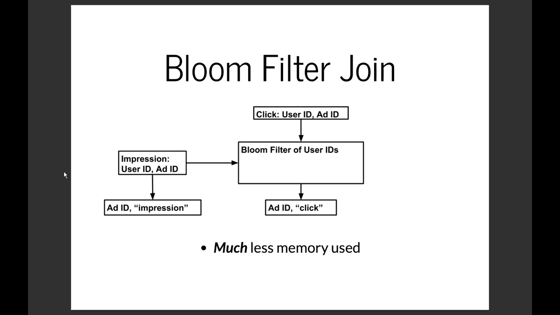And that means that we have a lot less memory that we're using, and that means that we can make our join window much, much bigger. And that's the real strength of the Bloom filter: when you relax the constraint of needing to be exactly right all the time, you get to do a lot more stuff with a lot less resources.